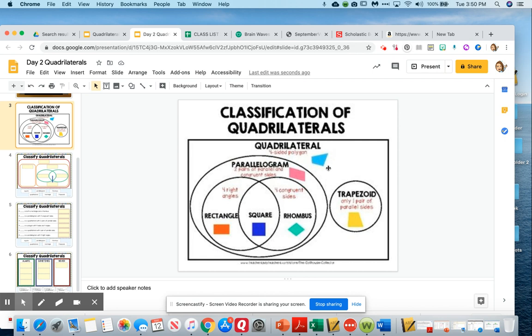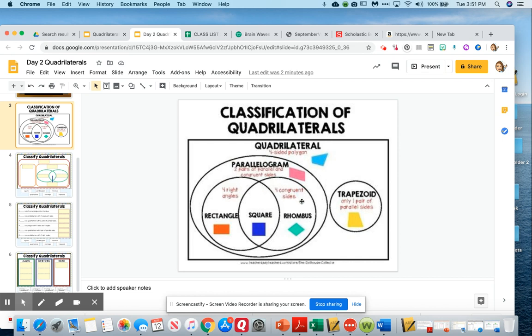Now sometimes quadrilaterals can be classified as other things. One thing they can be classified as is a parallelogram. And to be a parallelogram, you need two pairs of parallel and congruent, which means equal, sides. So a quadrilateral can just be a quadrilateral. It can also be a parallelogram. And within parallelograms, you can have other things that are parallelograms, but they're something else. So a rectangle is part of the parallelogram family, if you would say. And the difference between a rectangle and just any other parallelogram is it also has four right angles.